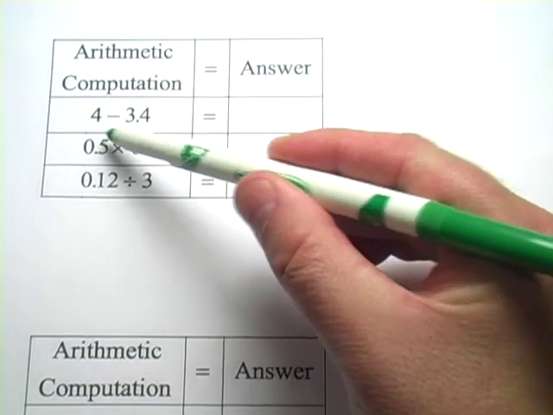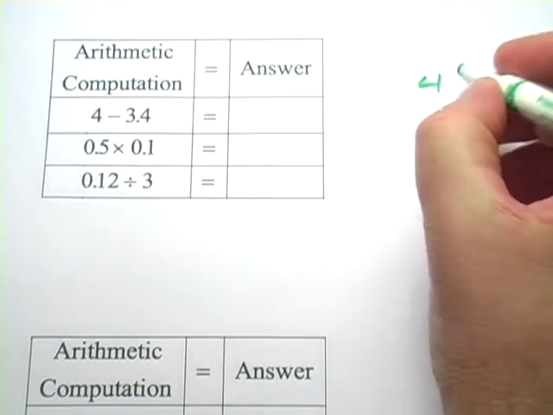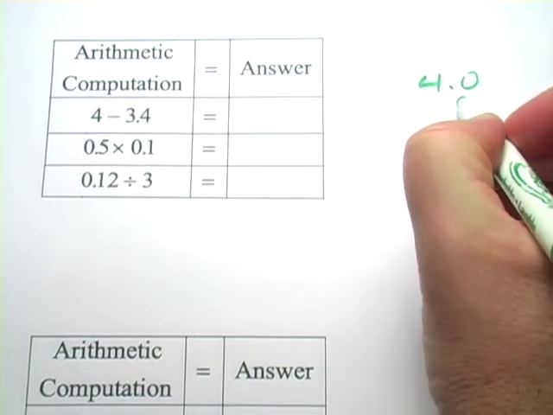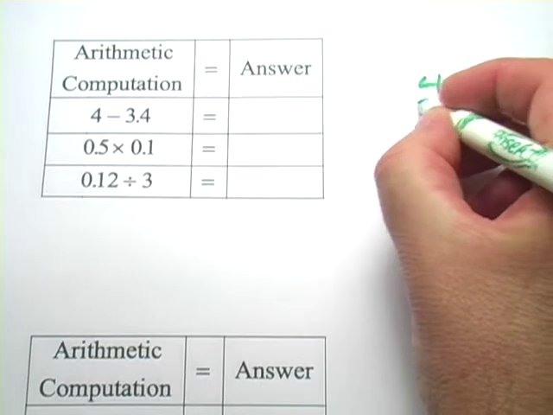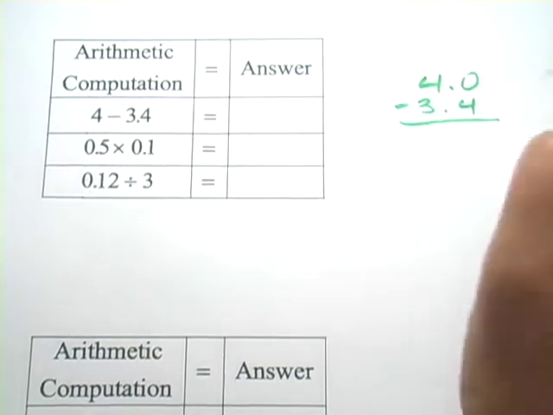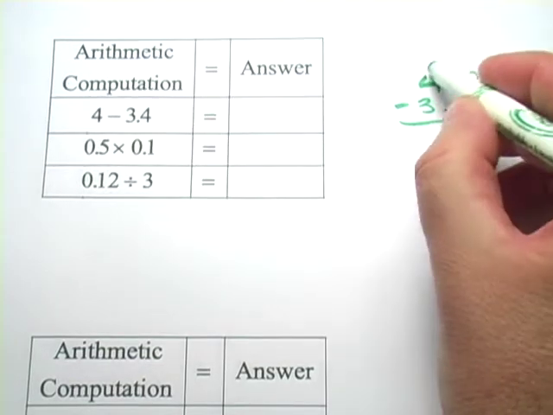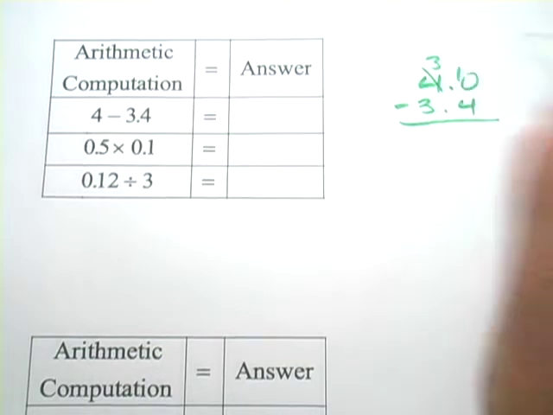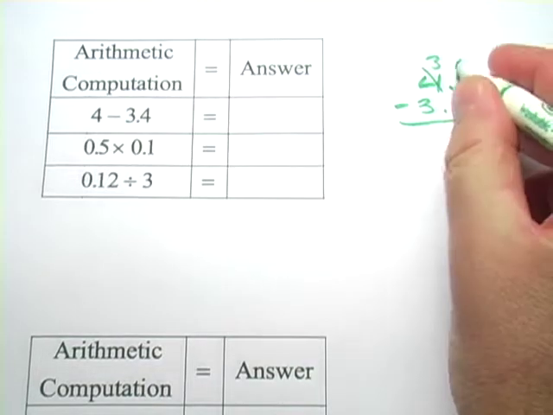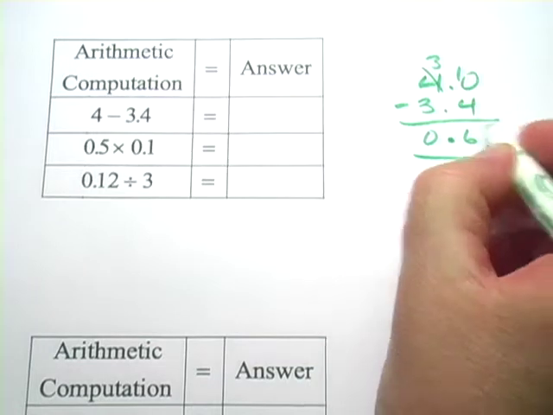The first one is 4 minus 3.4. And I'm going to set this up just like a regular subtraction problem, one number on top of the other, but I'm going to go ahead and put a 0.0 after the 4 so that it's got the same number of places as what we're subtracting. And then I would do this just like a normal subtraction problem. I can't take away 4 from 0, so I borrow, turn that into a 3, make this a 10. 10 minus 4 is 6. 3 minus 3 is 0. So now I bring my decimal point down, and the answer here is 0.6.